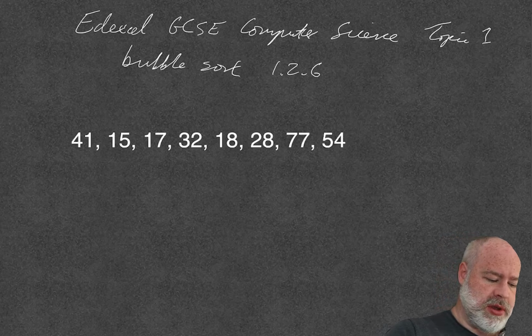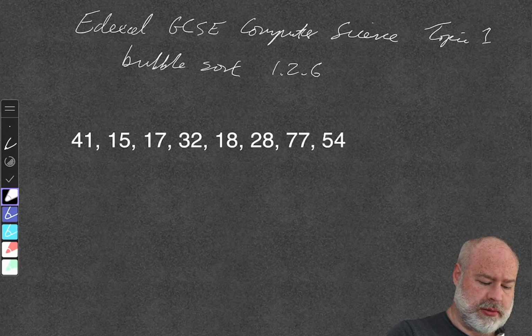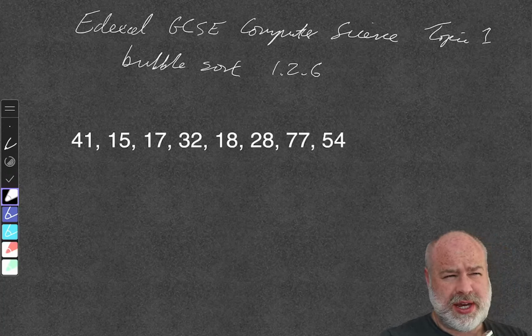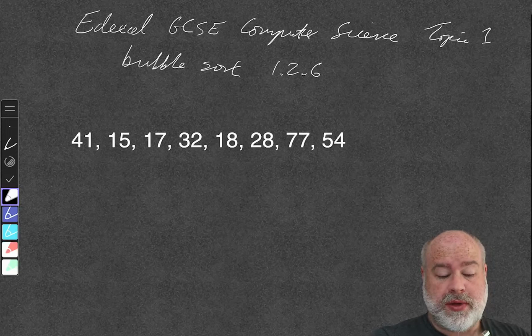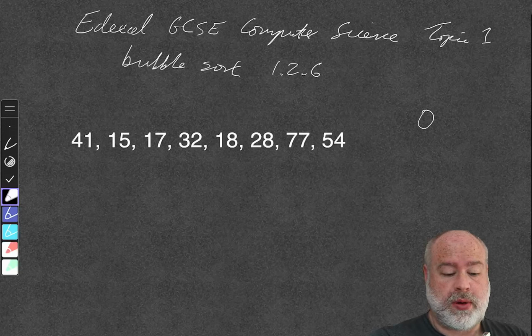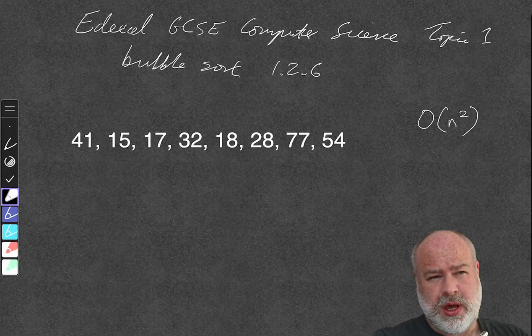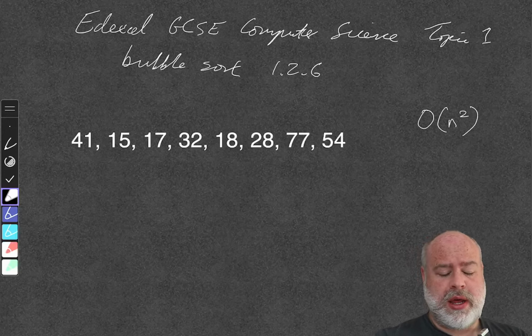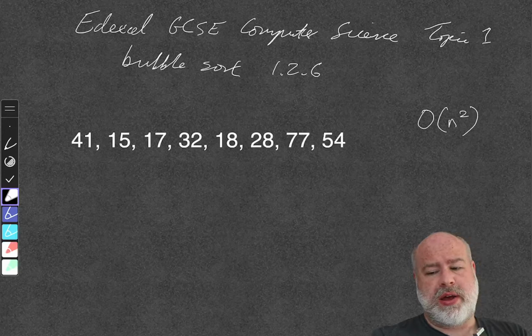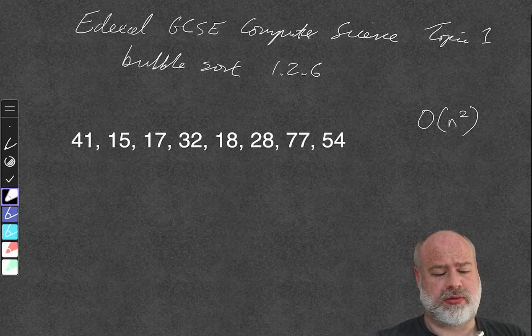Now, it should be noted that bubble sort for large data sets is not very efficient. It's not part of the Edexcel specification, but in terms of big O notation, we would call this a quadratic, O to the n to the power of 2, right? So big O is just a way for mathematicians to describe how efficient particular algorithms are.